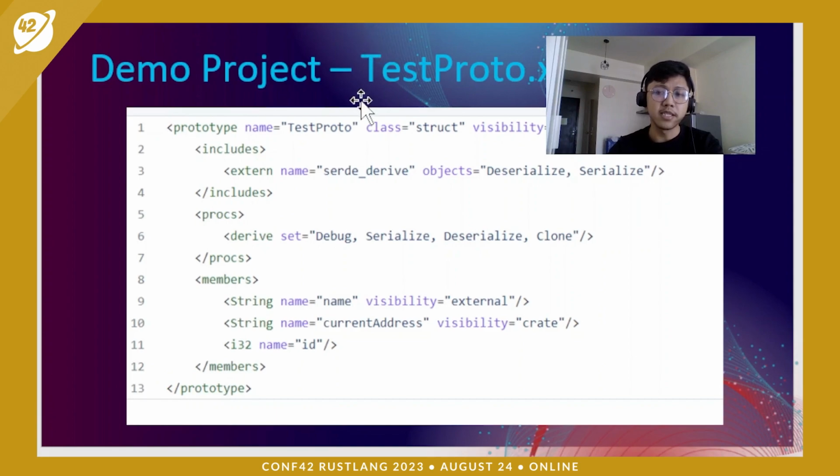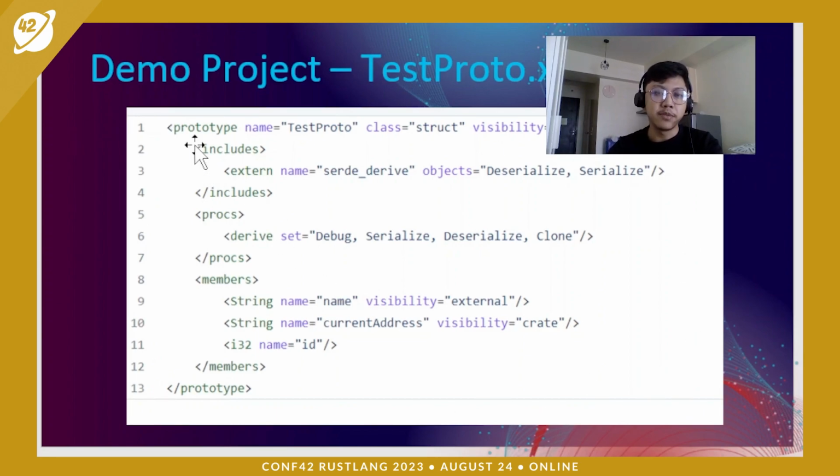Now, for our demo code, here's an example of the XML prototype I created for the demo code. We name it testproto.xml since our object name is testproto. Here we have prototype as our root element. Without this, you cannot generate the Rust code. Then we have the name attribute, testproto class. Our object type is struct. And then the visibility: this object can only be accessed inside the crate.